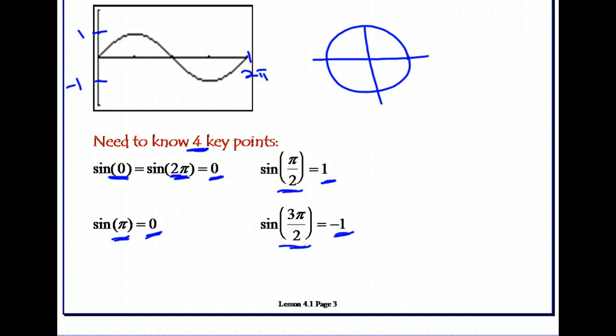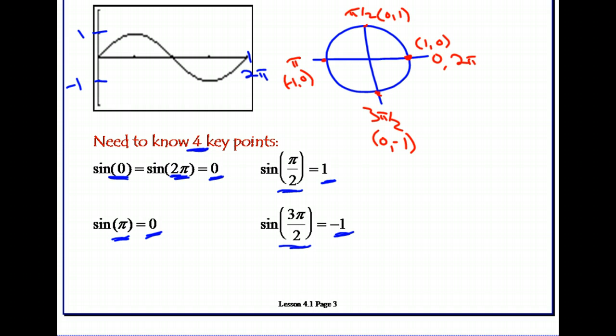Remember the unit circle? And remember that this was 0 or 2 pi. Remember that this was pi halves. This was pi. This was 3 pi halves. And this was back to 2 pi. Remember that? Remember our coordinates here. This was 1, 0. This is 0, 1. This is -1, 0. And this is 0, -1. A little low, but right over there.